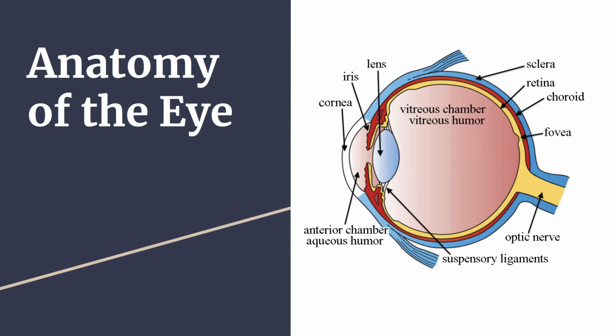You have the sclera, the retina, and the choroid, and the fovea, all kind of encircling that vitreous chamber and the lens. And then towards the back, you have the optic nerve, which actually surrounds the whole lens and the vitreous chamber.